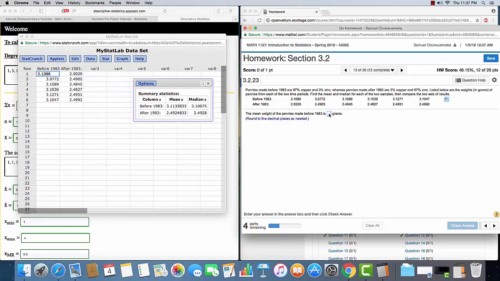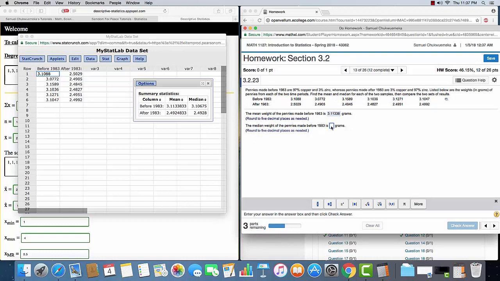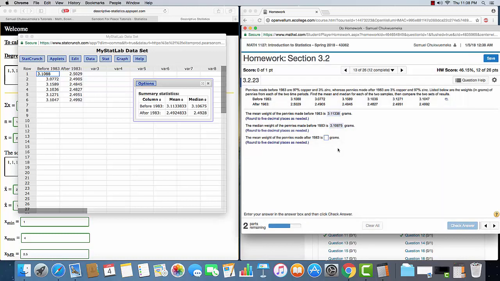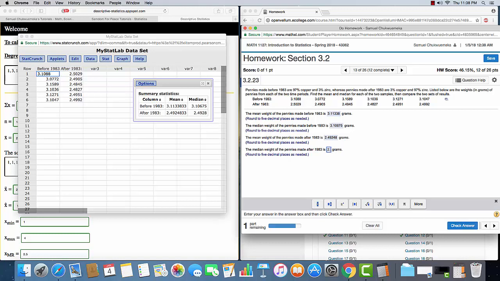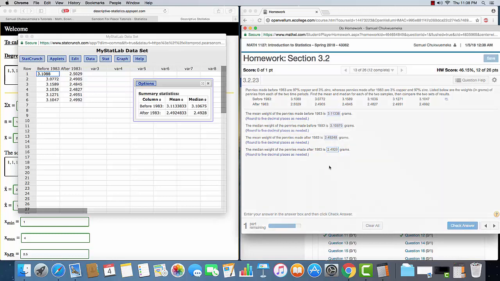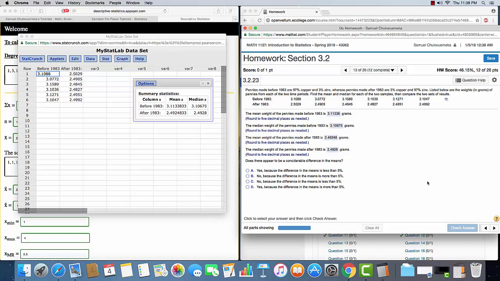So the mean before 1983, the mean to 5 decimal places as needed, so that will give us 3.1133. The median is 3.10675. After 1983, the mean is 2.49248. After 1983, the median is 2.4928.